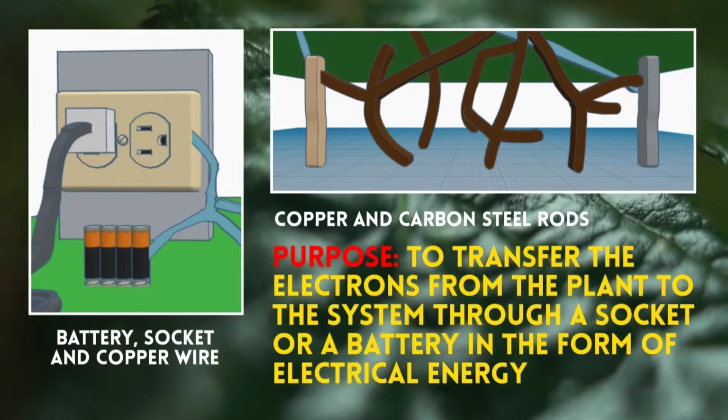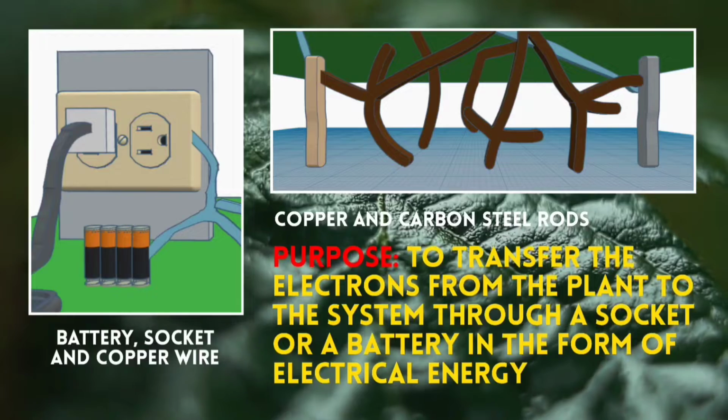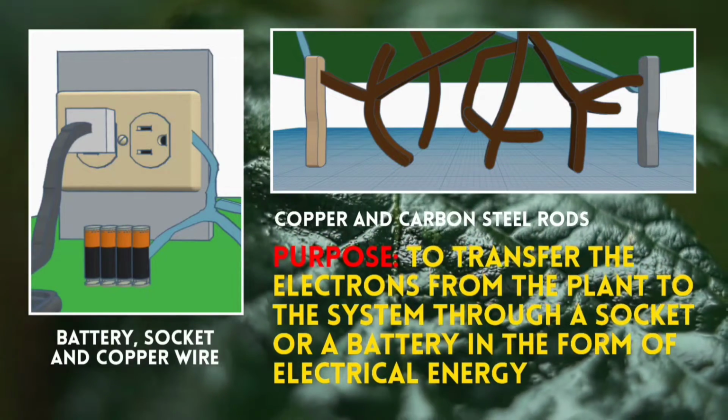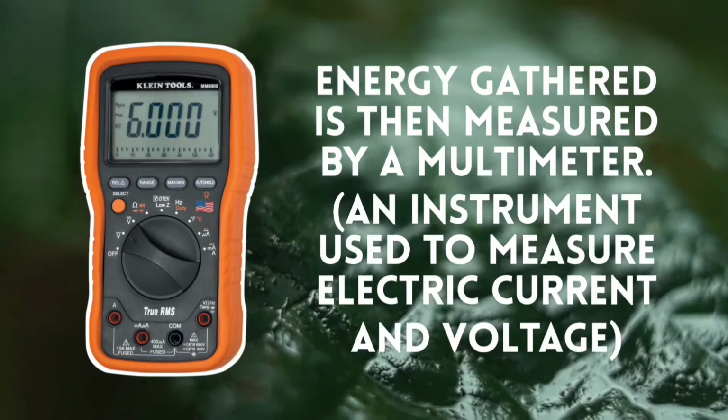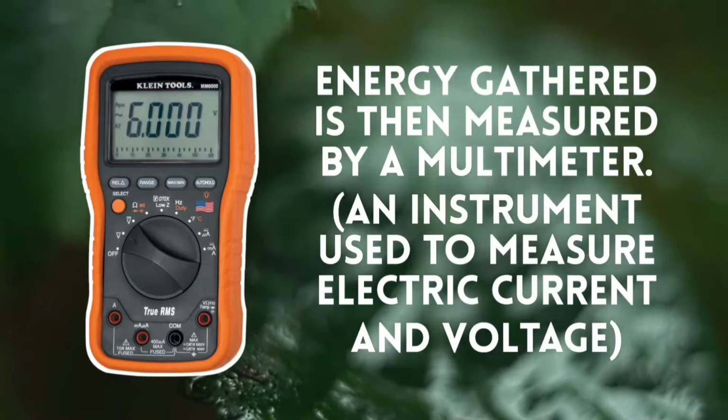The purpose of the copper wire and the rods are to transfer the electrons from the plant to the system through a socket or a battery in the form of electrical energy. The energy gathered is then measured by a multimeter.